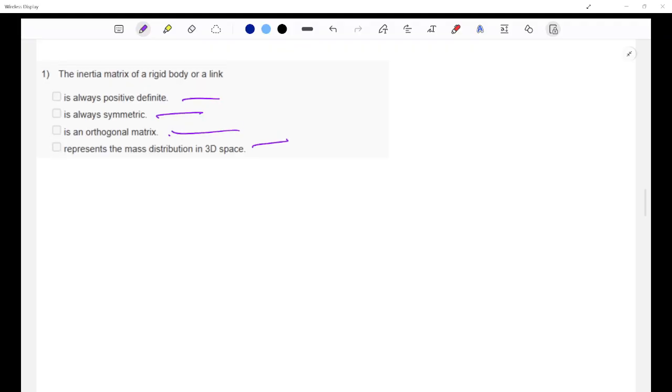Okay, so our options are, it is always positive definite. So it's correct, right? The answer of question 1 is A and B. You are right, but partially right. Option D is also a correct answer. A, B, and D. Okay. Let's see why. So for this inertia matrix, hold on.